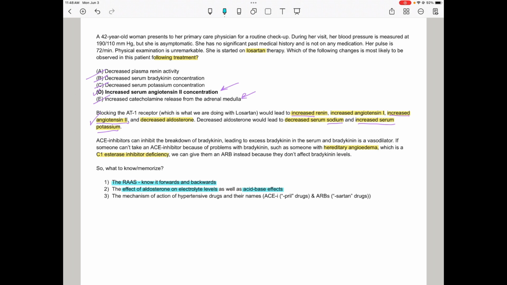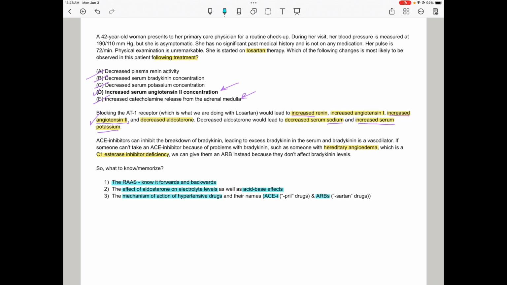When you lose protons, it stands to reason then that your serum will become more alkaline. It will become more basic. Okay, so that will affect the pH as well. Again, I'm not going to get into the details, but that's something to also incorporate into your learning. Finally, you should also learn the mechanism of action of the hypertensive drugs, especially those that are the ACE inhibitors and the ARBs. That's easy because their class names themselves are the mechanism of action.